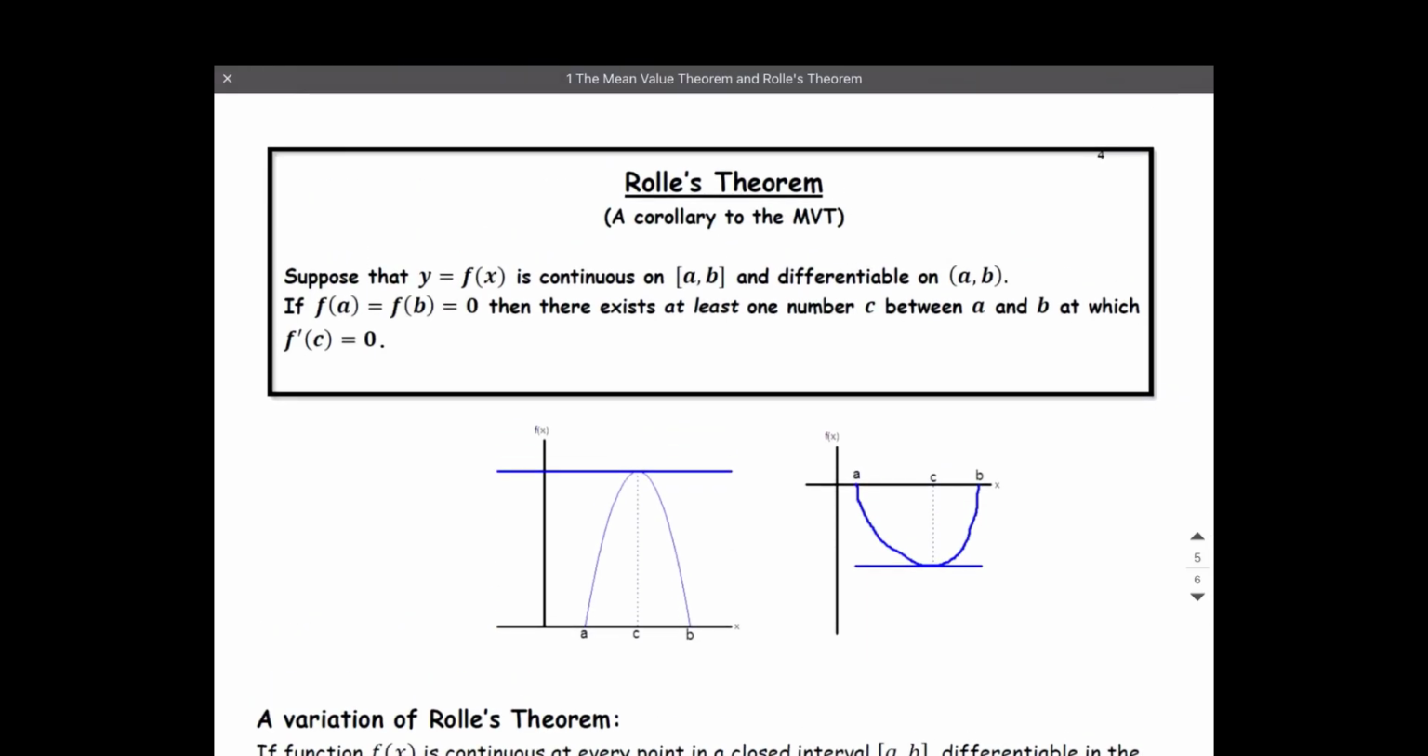Now comes Rolle's theorem. Rolle's theorem is a corollary to the mean value theorem. A corollary is a theorem that comes directly from another theorem. So it's a special case of a theorem, but it's a theorem in and of itself.